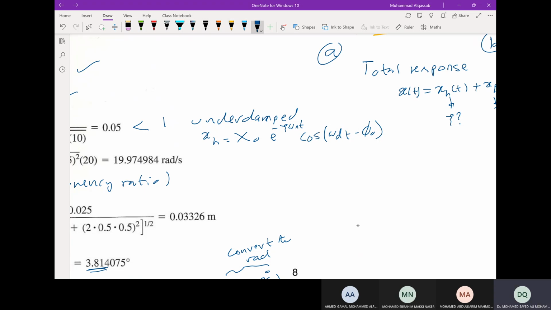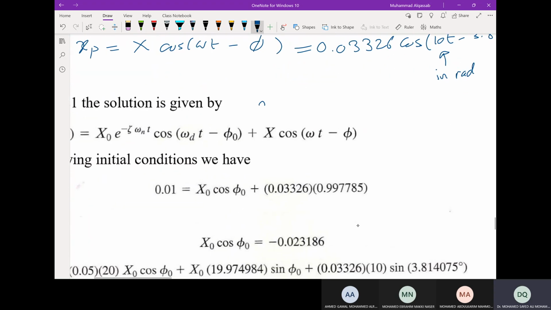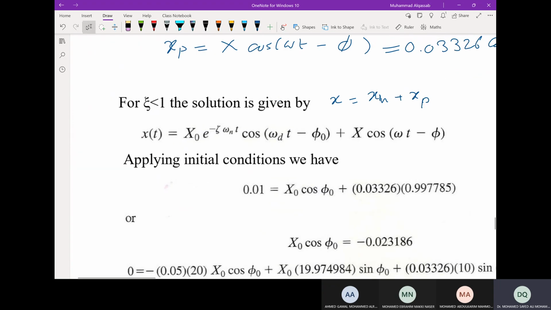Okay, what are X0 and phi 0? You don't find them from initial conditions at this stage. These X0 and phi 0 are to be found from the total solution. The total solution will consist of x equal to x h plus x p, which is shown here with the unknowns: X0 e to the minus zeta omega n t cosine of omega d t minus phi 0, plus X cosine of omega t minus phi. Now you apply initial conditions.